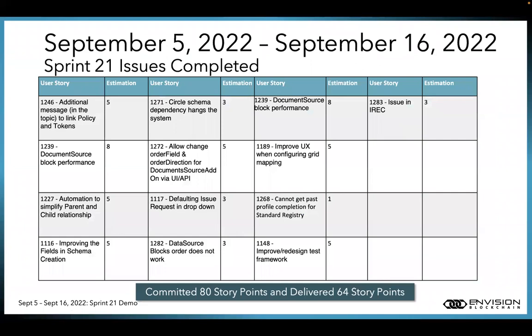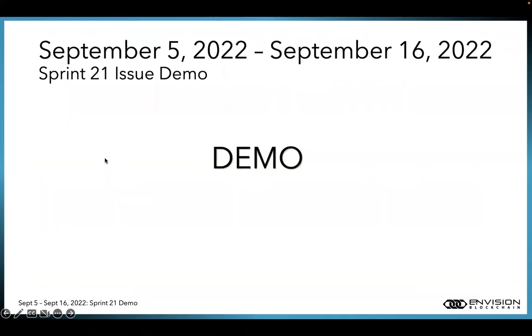So just an overview of what we covered in Sprint 21. In Sprint 21, we committed to 80 story points and we delivered 64 story points, which covered 1246, additional message, tooling, policy, and tokens. We also worked on improvisation, which is 1116, 1117, 1283. We also worked on some improving of the UX, which is 1189, and so on and so forth. Now let's look at the demo of Sprint 21.